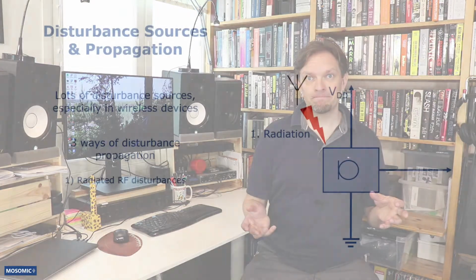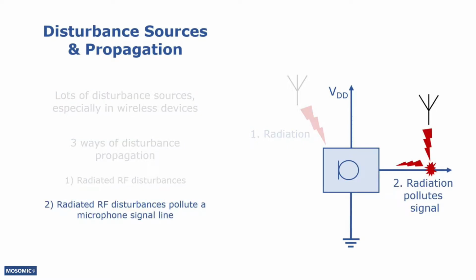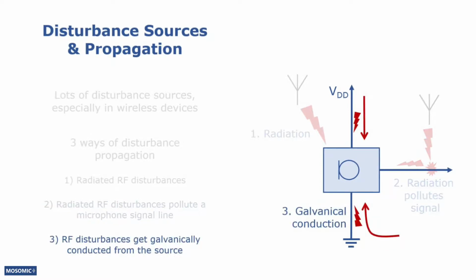There are many disturbance sources in a device, especially in a wirelessly connected one. The disturbances can affect the microphone in at least 3 ways. The first is that radiated RF disturbances can reach the microphone directly as radiation. The second is that radiated RF disturbances reach the microphone by polluting a microphone signal line and entering the microphone on it. The third is that RF disturbances get galvanically conducted into the microphone or the microphone signal lines.